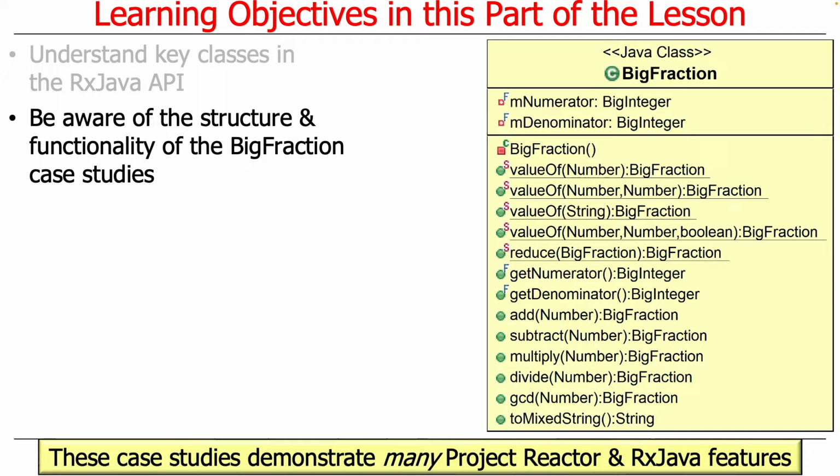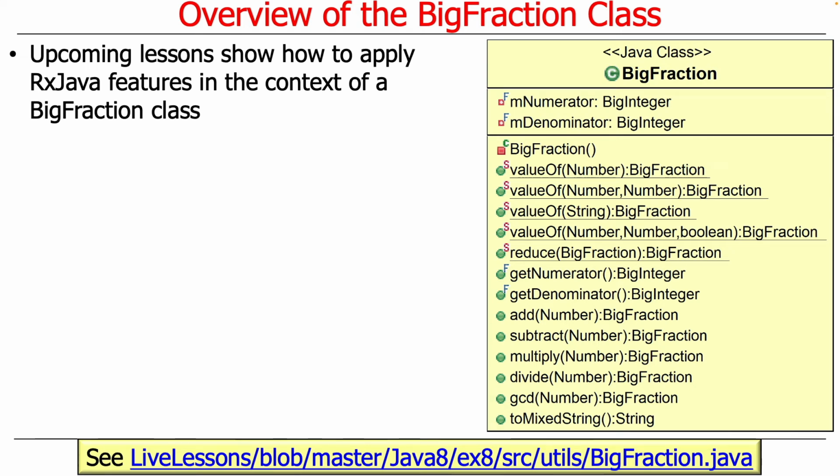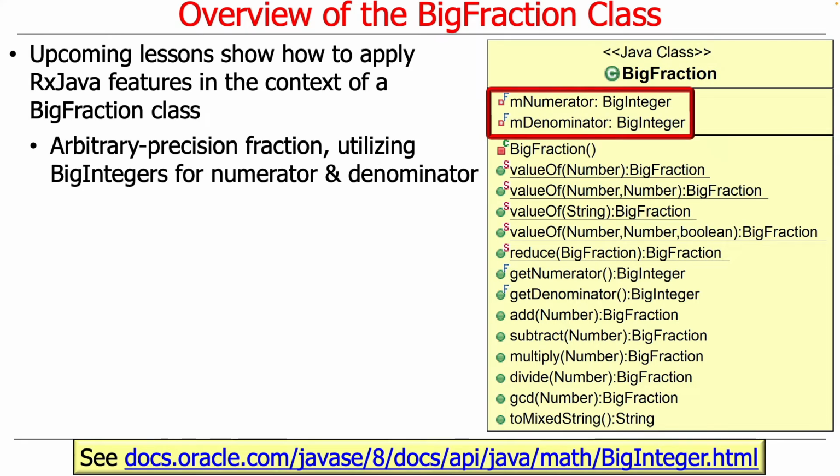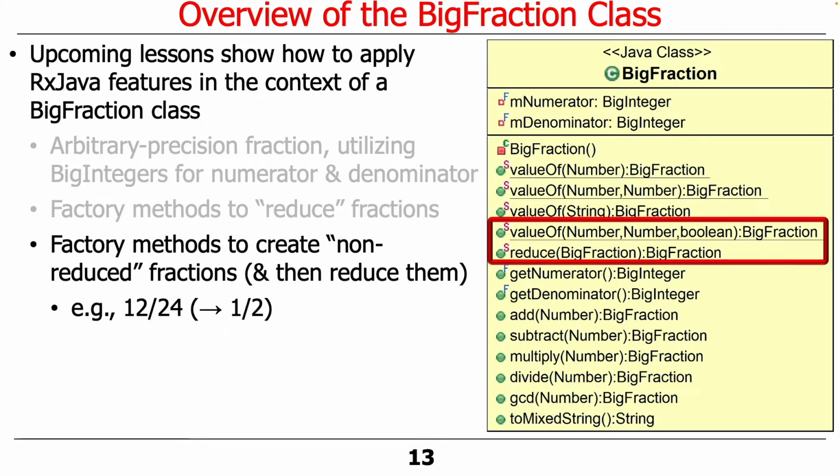The case studies are all going to end up working on these things called BigFractions. I think we've talked about BigFractions before. The BigFraction class does arbitrary precision fraction arithmetic, and it uses big integers for numerator and denominator, which means you can have arbitrary precision. They could be infinitely big, well, not infinitely, but very, very large fractions. Some of the methods in BigFraction are used to reduce fractions. So if you give them 44/55, you can reduce it to give you 4/5, and so on. Hopefully you remember that from 4th grade or 5th grade math.